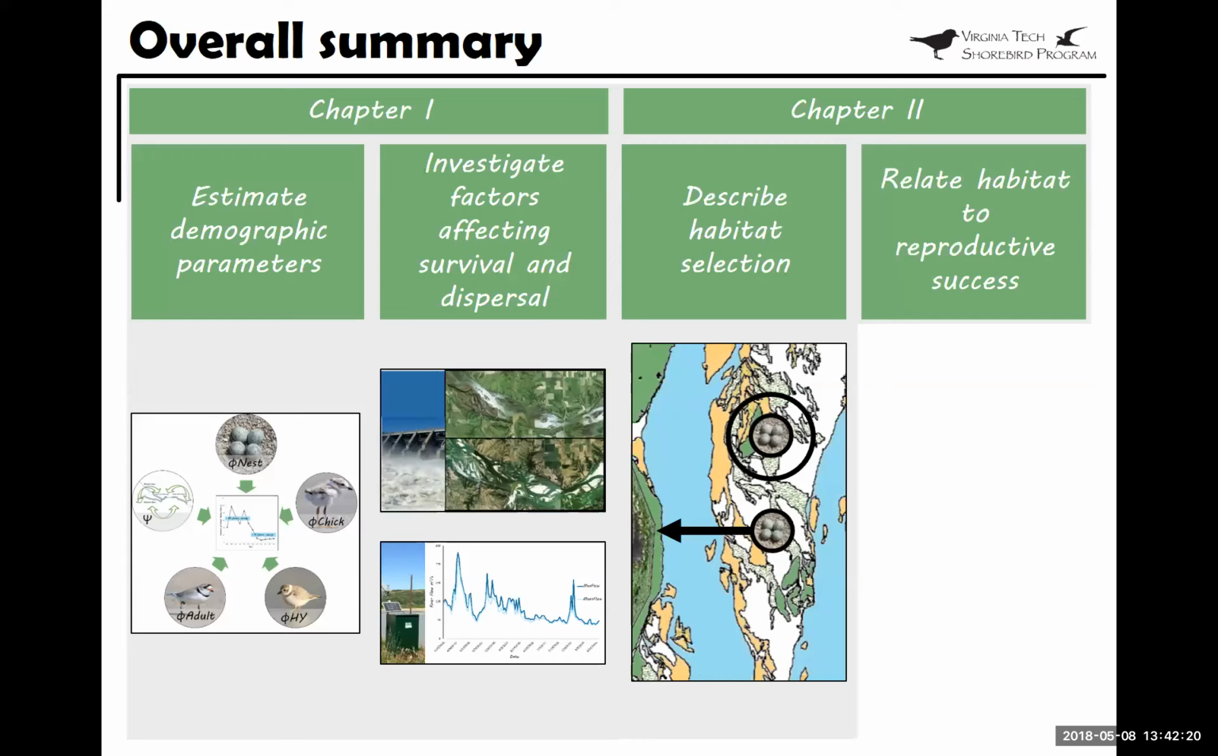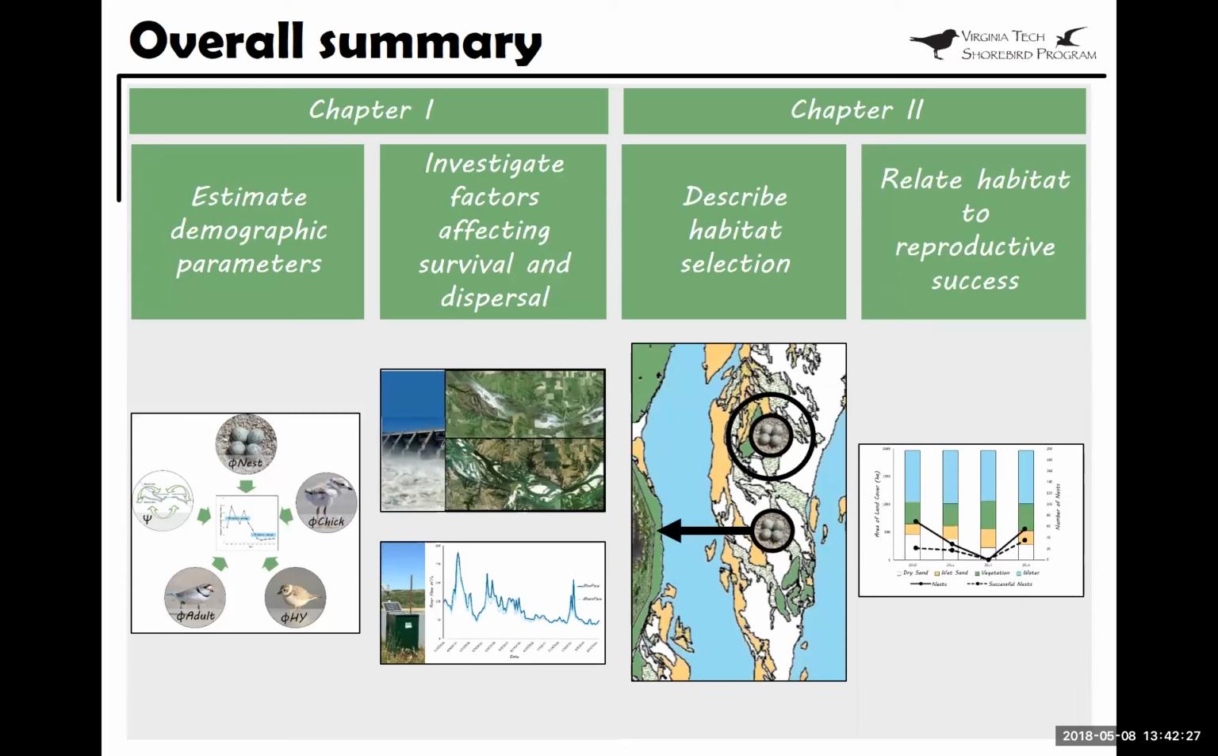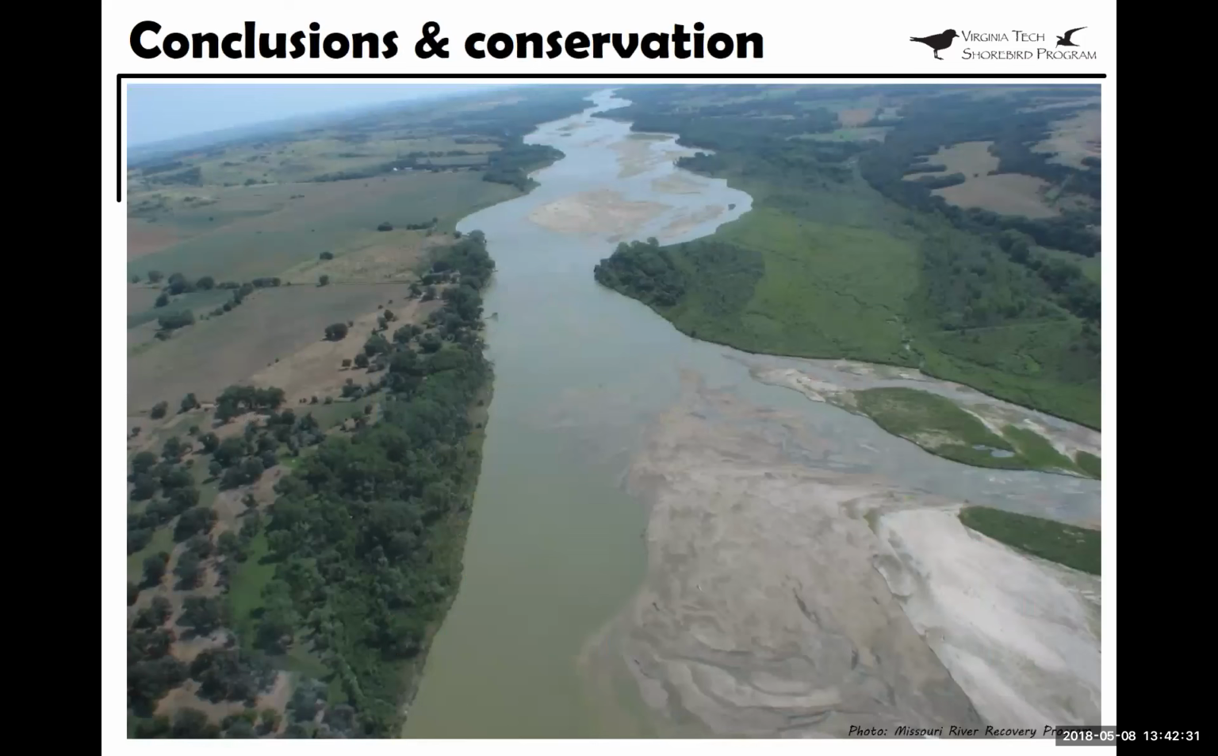Plovers selected nest site habitat based on the distance to predator habitat and the surrounding land cover. But nest success was not related to habitat variables. Very few Great Plains rivers have the relatively natural flow that the Niobrara has.